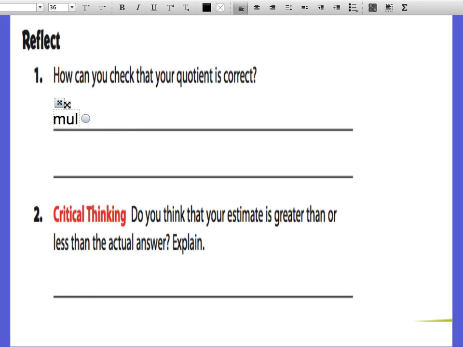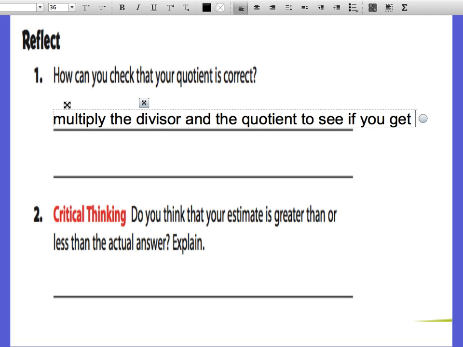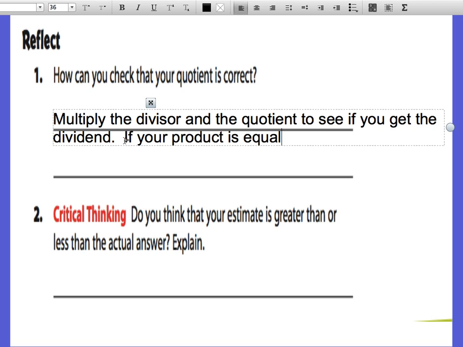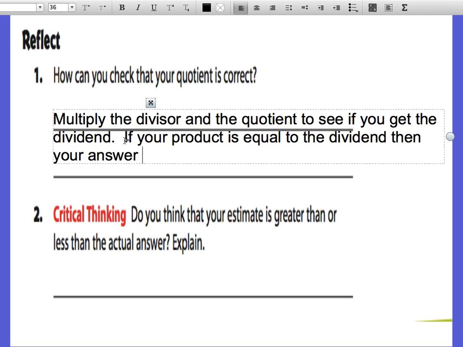You would multiply the divisor and the quotient to see if you get the dividend. If you get the dividend, that means that your answer is correct. If your product is equal to the dividend, then your answer is correct. If not, we need to try again.